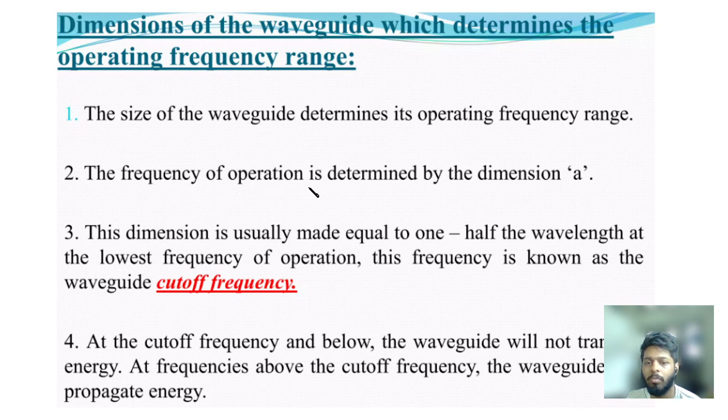The frequency of operation is determined by the dimension a. This dimension is usually made equal to half the wavelength at the lowest frequency of operation. This frequency is known as the waveguide cutoff frequency. At the cutoff frequency and below, the waveguide will not transmit energy. At frequencies above the cutoff frequency, the waveguide will propagate energy.